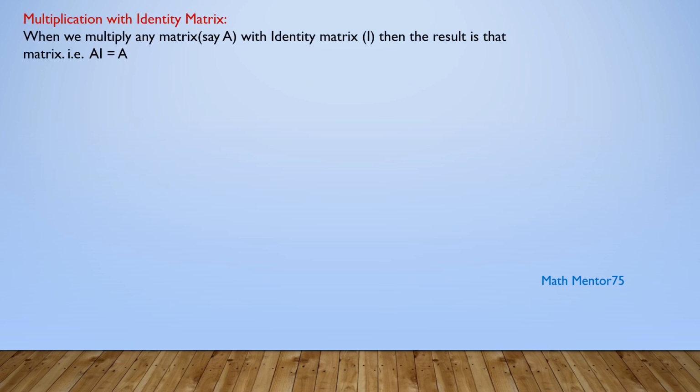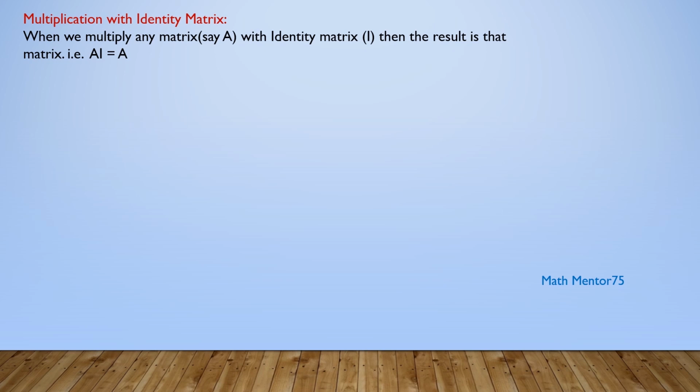Now we are going to discuss what will happen if we multiply any matrix with an identity matrix. As we know in numbers, if I multiply any number with 1, let's say 5 times 1, the answer would be 5. 6 times 1, the answer would be 6. So this means whenever we multiply any number with 1, the answer is that number.